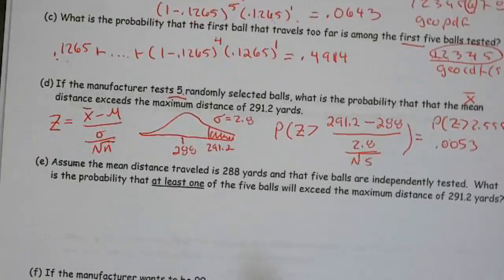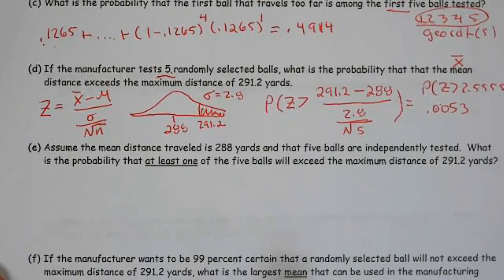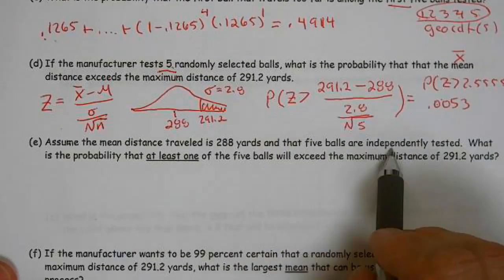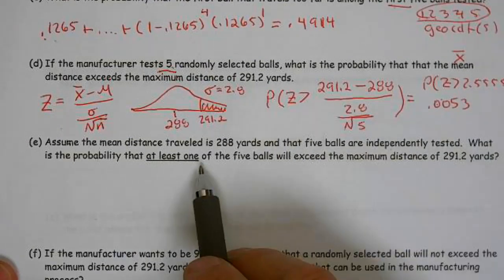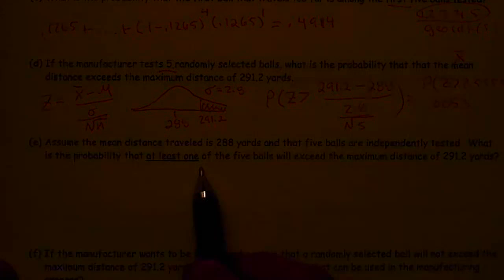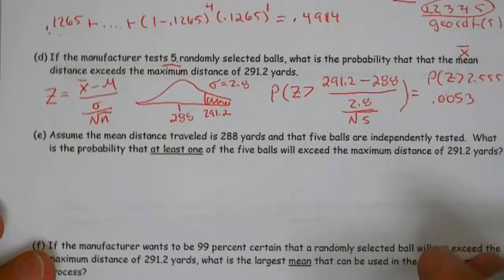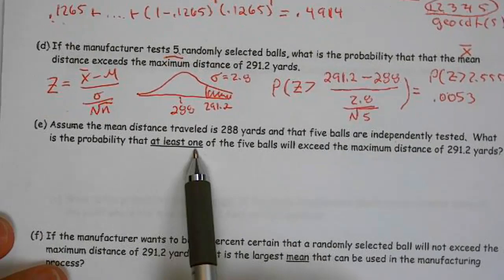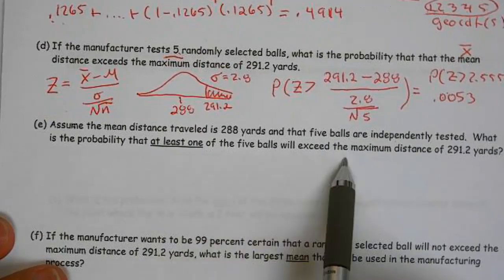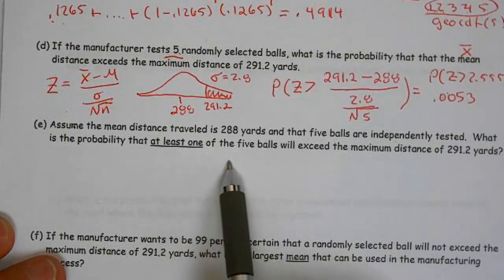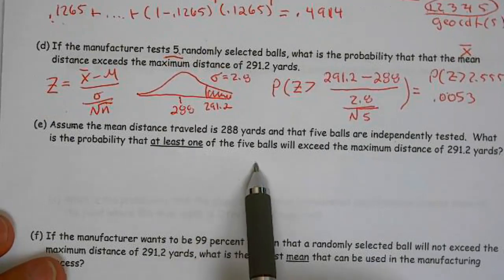So part E, assume that the mean distance traveled is 288 and that the 5 balls are independently tested. What's the probability that at least one of the 5 balls will exceed the maximum distance?